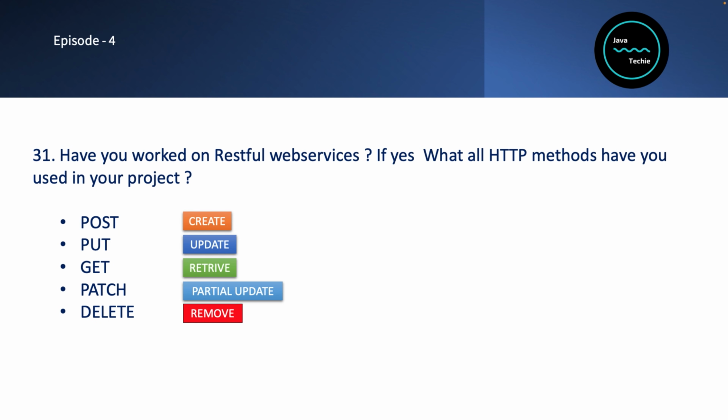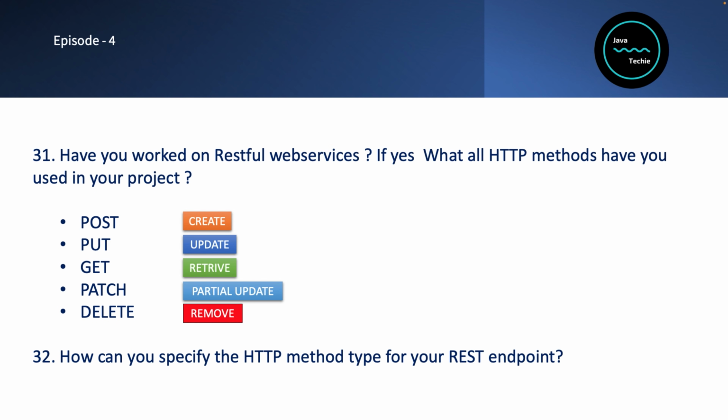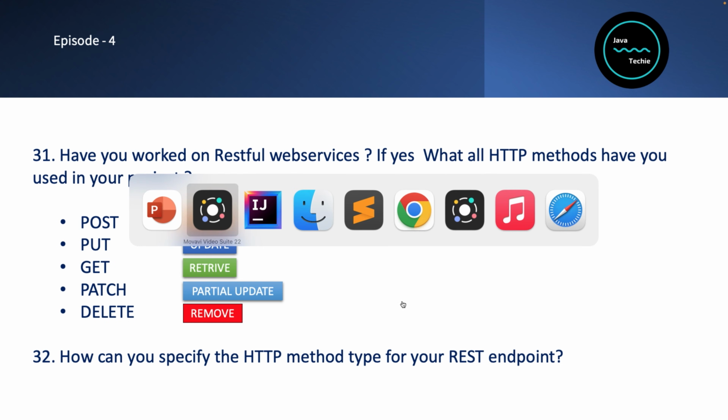Now let's move to the next question, that is, how can you specify the HTTP method type for your REST endpoint? So before specifying the HTTP method like POST, PUT, GET, PATCH and DELETE, first you should know what action you want to perform in your endpoint. Whether you want to create something or you want to update something or you want to remove or you want to retrieve. First you should know the action you want to perform. Based on that, you can define the annotation given by the Spring framework. So let me walk you through different annotations for different HTTP methods.